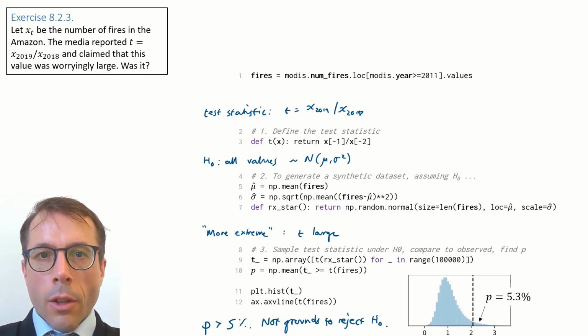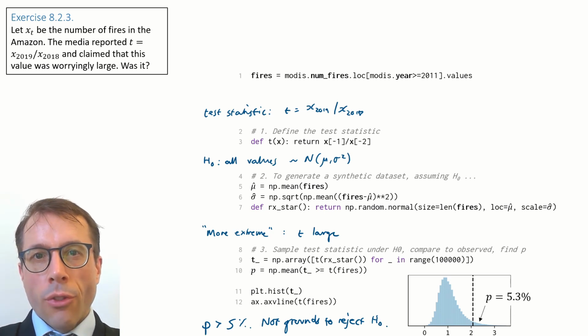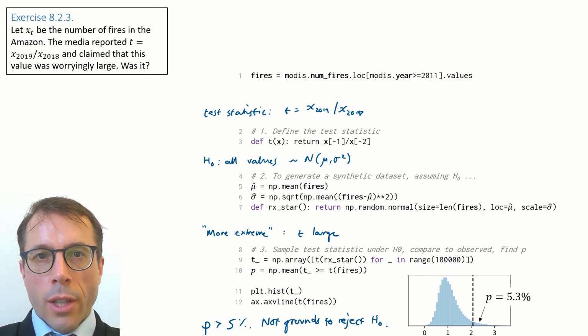Here's what we get. The p-value is 5.3%. Fisher's magic threshold is 5%, and so this p-value is just above 5%. In other words, there aren't clear grounds to reject the null hypothesis. It is borderline though. When it's borderline, it's really an invitation for you to look further, for example, to gather more data.